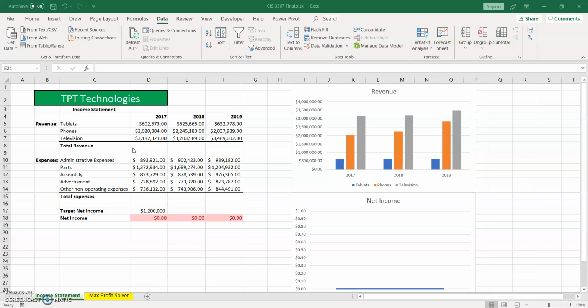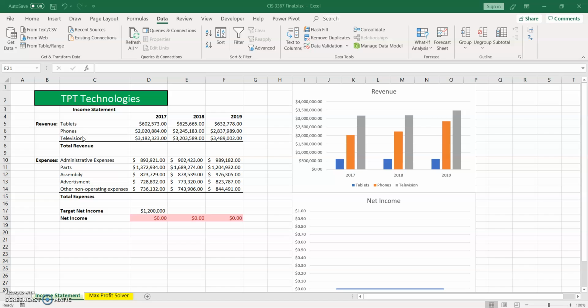So for this project, I created my own company called TPT Technologies. It's tablets, phones, and television technologies, for simplicity reasons. I took the two most important values that you find on an income statement, which would be the revenues and expenses. There's always a lot more on an income statement, but just to keep it simple, I'm only going to be using the revenue and expenses today.